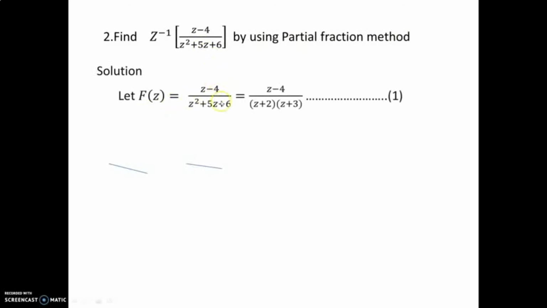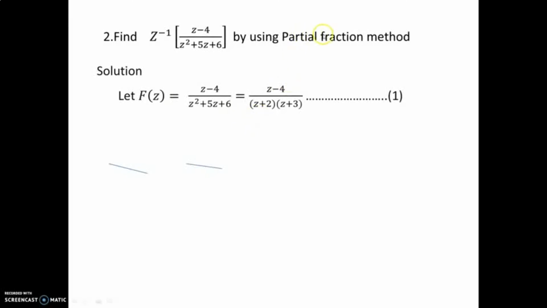Let f of z equal to z minus 4 by z squared plus 5z plus 6. In the denominator, a quadratic factor exists, but this quadratic factor is to be factorized. Therefore, the factorization of this factor is z plus 2 into z plus 3. In previous problems, we could take z in the numerator. So, we considered f of z by z and then split into partial fractions, but here we cannot take out z in the numerator, so we consider f of z only. We have to split into partial fractions directly.